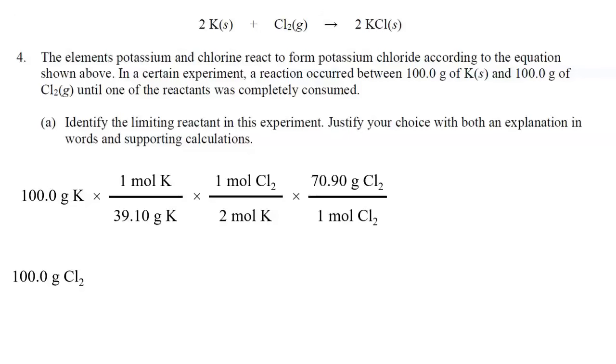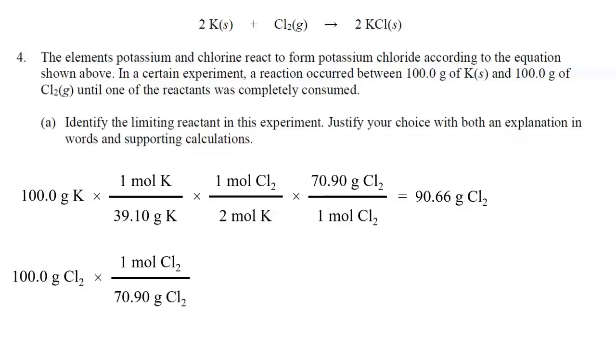So if I go 100 divided by 39.1 divided by 2 times 70.9, I get 90.66 grams of chlorine, which is needed to react with 100 grams of potassium. Before I make any conclusions, let me go ahead and run the calculations in the other direction. Let's go from grams of Cl2 to grams of K.